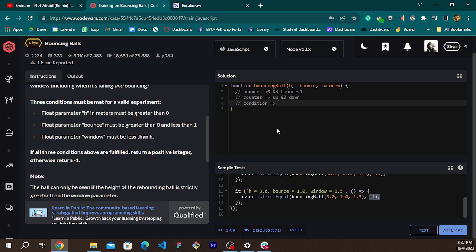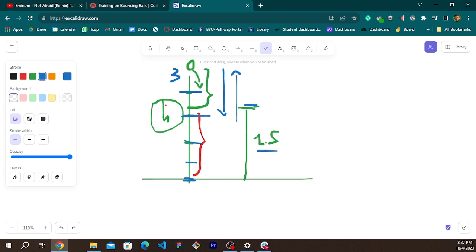This will be happening only if h is greater than window, because mother will only be able to see the bounce that has risen up to her. This is what I'm talking about. Where we are in red, mother won't see this bounce, but in the green, mother will be seeing the bounce that will be happening.